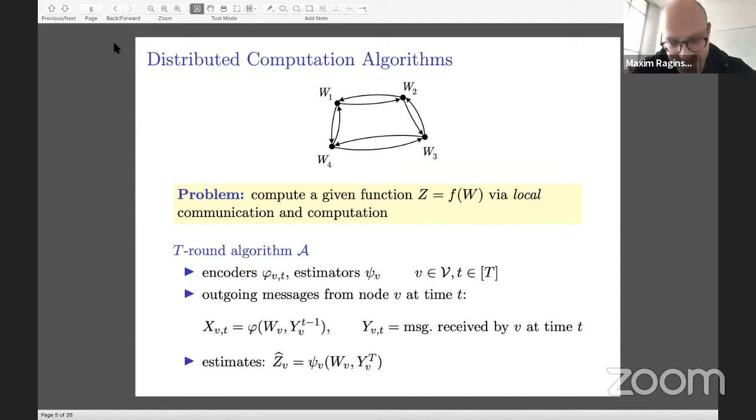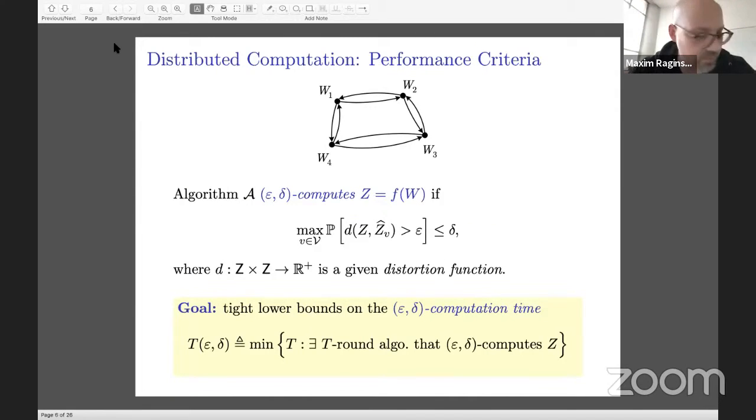So the idea is that at each time t, ranging from 1 to capital T, each node computes an outgoing message. This outgoing message is meant for all of the nodes that receive messages from node V, and this message is a function of the private initial observation of that node and whatever messages it had received up to that time. And this goes on for T rounds. Then at the end of these T rounds, each node computes an estimate based on its private W_V and whatever messages it had received during the rounds of the protocol. We denote the estimate each node computes as Z_V hat, so this is the estimate of Z computed by node V.